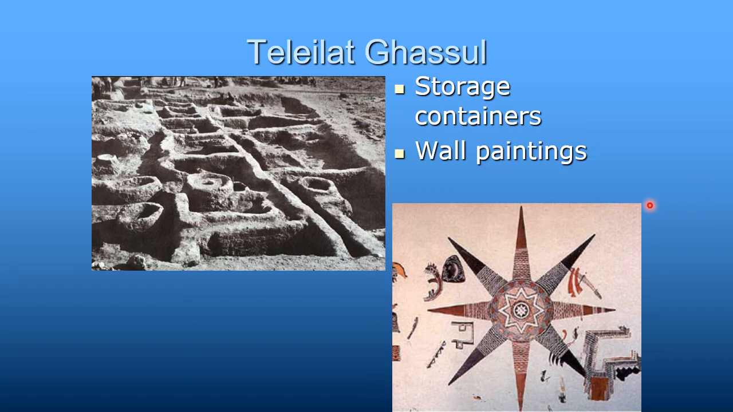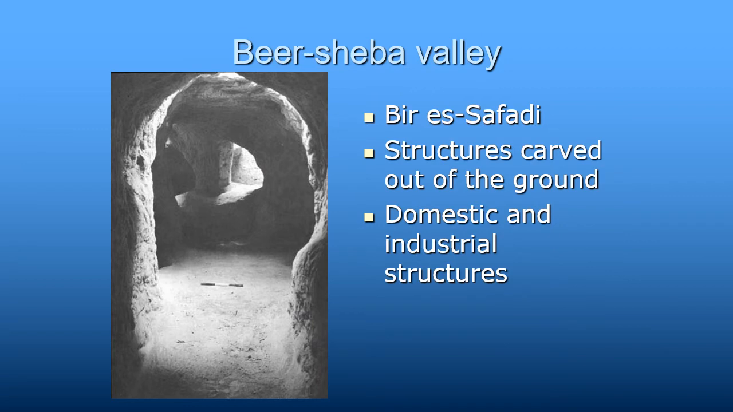One of the more famous discoveries is this painted wall plaster with black and red paint of what's been known as the Star of Rasul. There's been much written about that, but most of it's really not important and kind of nonsensy.